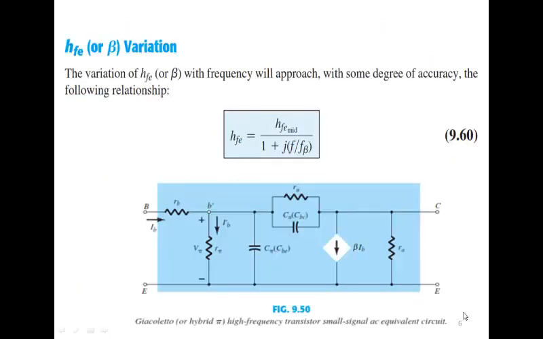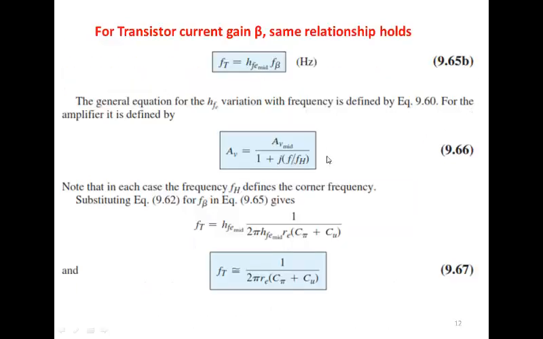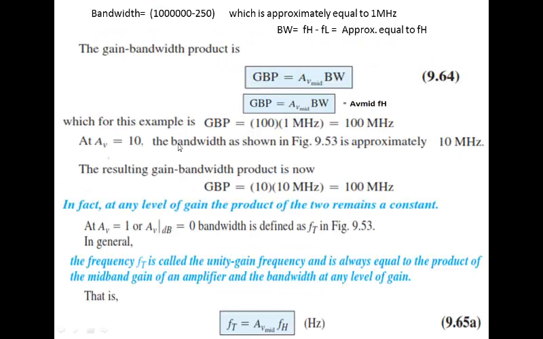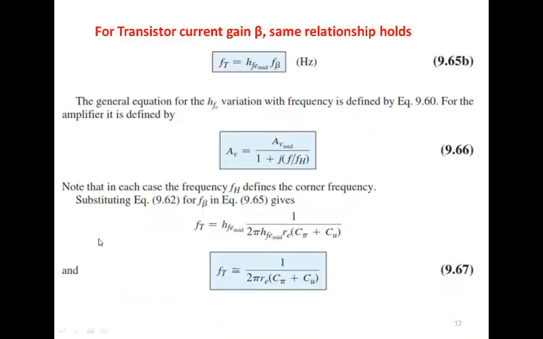This is equation 960, and for the amplifier it is defined by AV equal to AV mid over 1 plus jf over fH. So fH is the corner frequency or cutoff frequency, and this cutoff frequency times the mid-band gain is always equal to the unity gain frequency, as we have seen here. Note that in each case the frequency fH defines the corner frequency.